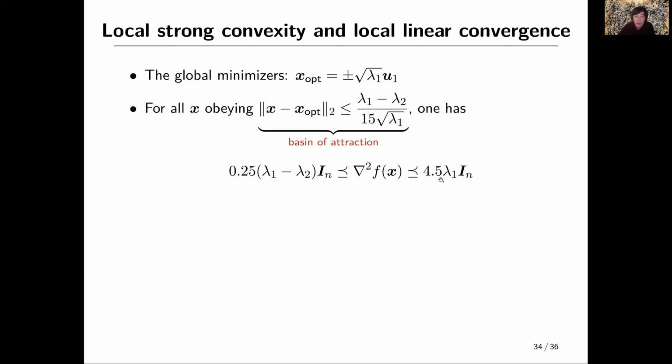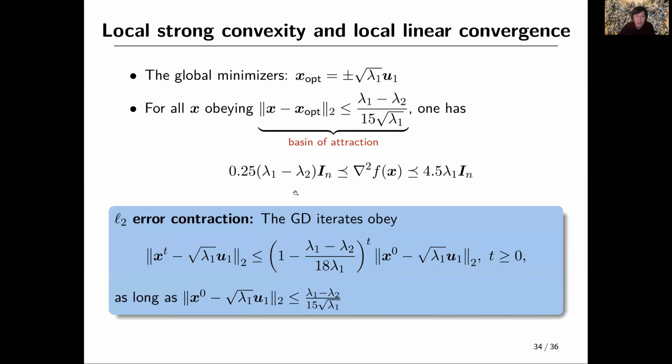Okay. And what this is saying is that we can basically invoke the nice convergence rate of gradient descent that we talked about earlier. If we run gradient descent in this local neighborhood, then our gradient descent iterates will converge to the global optima at a linear rate, where the rate essentially depends on both the eigengap, the ratio of the eigengap, and the largest eigenvalue. Okay.